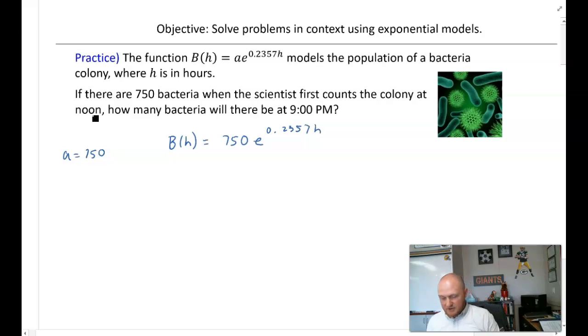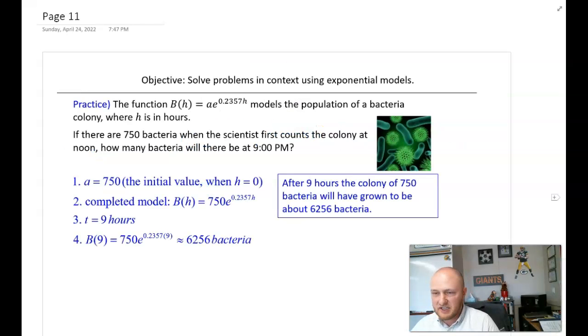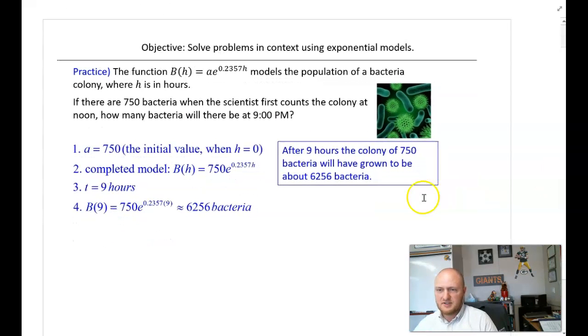So 750 times e to the power of 0.2357 times h. The other curveball in this problem is that our independent variable, what we're plugging in, has to be an h value that adheres to what they say. Here it was very straightforward because they say the scientists count the colony at noon. How many bacteria will there be at 9 p.m.? That means that 9 hours has passed. So we're going to evaluate B at 9. And this gives us about 6,256 bacteria.